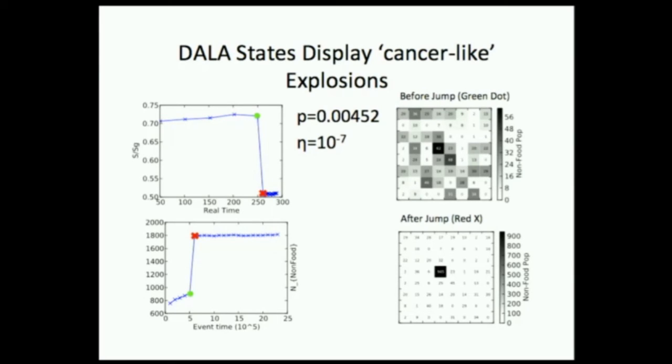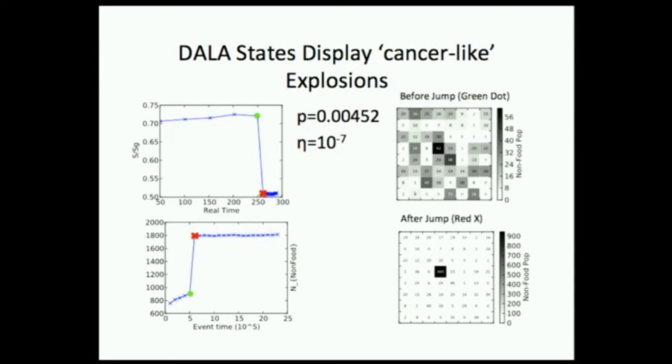Looking at a screenshot before and after this jump, we see that before the jump there are less than 100 food particles per site. But after the jump, at this red X, all of a sudden the number of food particles on one site goes up to 900. So this would be considered totally diffusively out of equilibrium, since all the particles are mostly on one site. And note that this is for a very, very low value of eta.